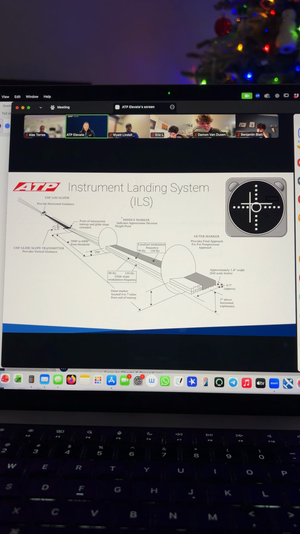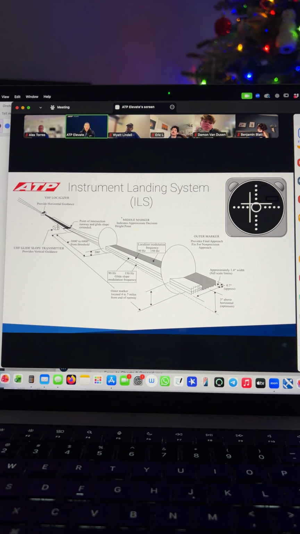And so again, with the 2 frequencies that are shot out from the system, it can tell if you're picking up more of that 90 hertz, then you're going to be left of course. And so then you're going to need to correct to the right. If you are low, you're going to pick up more of that 150 hertz. And so then in order to re-intercept your glide path, you're going to want to try to maintain altitude to re-intercept before following it down.